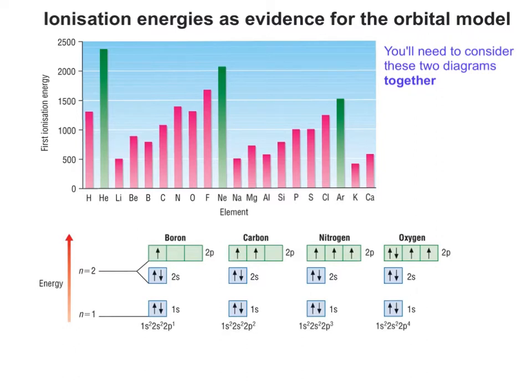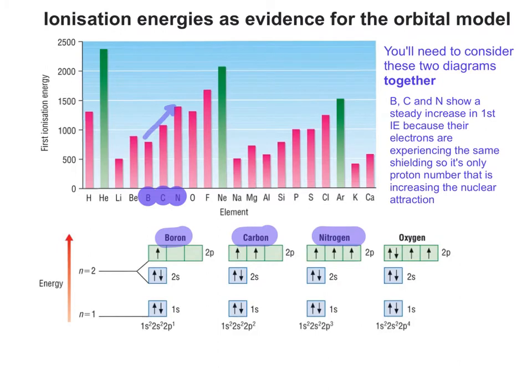So I'm going to highlight boron, carbon, nitrogen and oxygen. So boron, carbon and nitrogen, if you look at the electron configurations using the box notation, what's happening is the electrons are actually moving into adjacent orbitals to one another. So they're not experiencing any repulsion, so you get a nice steady increase in the first ionisation energy.